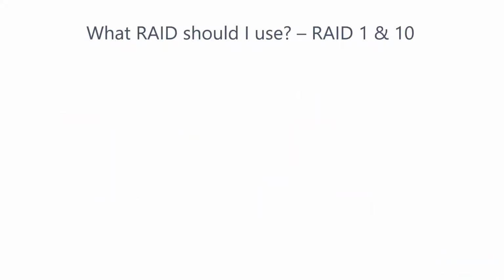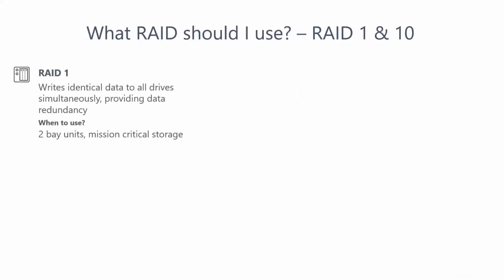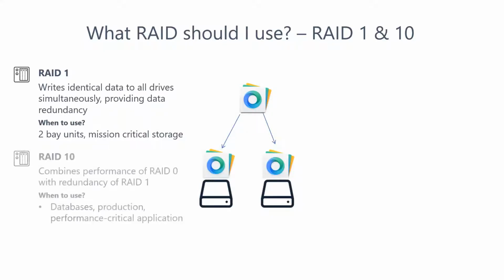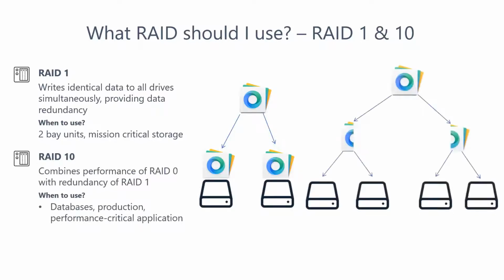Next, we're going to be diving into both RAID 1 and RAID 10. RAID 1 writes identical data to all drives simultaneously, therefore providing data redundancy. RAID 1 should be used in our 2-bay units or for mission critical storage, apologies. And next we're going to be diving into RAID 10. RAID 10 combines the performance of RAID 0 with the redundancy of RAID 1, and it is applicable for the exact same scenarios as RAID 0: databases, production environments, and performance critical applications.